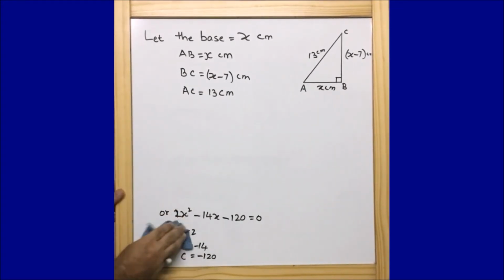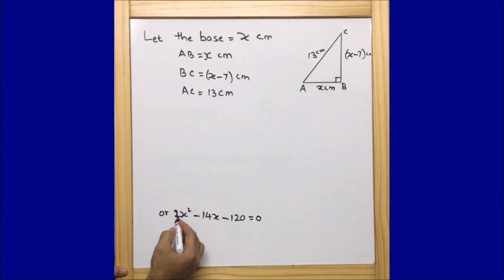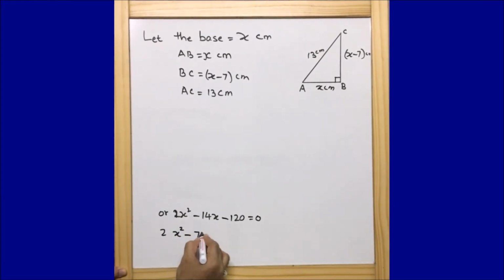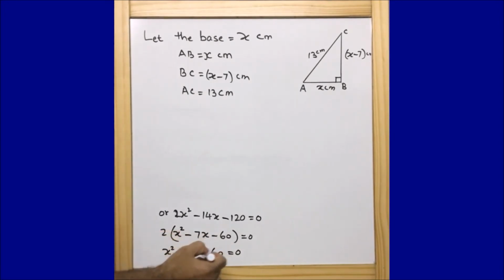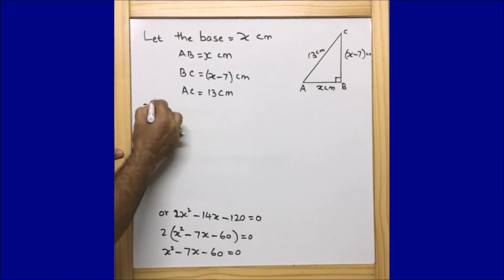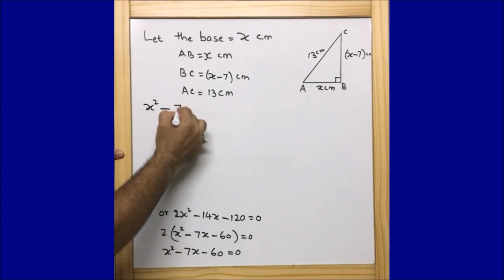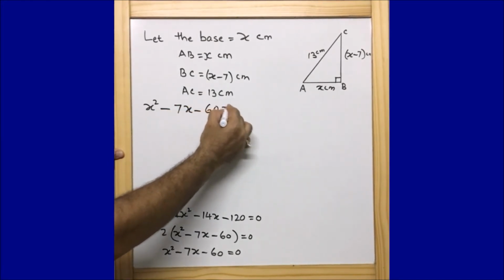You could see that the equation here is 2x square minus 14x minus 120 is equal to 0. So let us take the common out, because there is a common factor of 2 here. If I take the common factor of 2, I am getting x square minus 7x minus 60 is equal to 0. So our new quadratic equation is x to the power 2 minus 7x minus 60 is equal to 0.